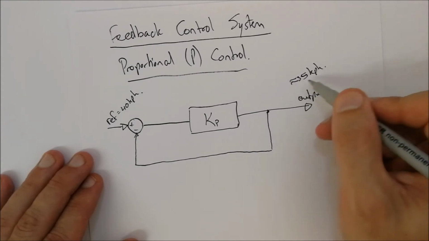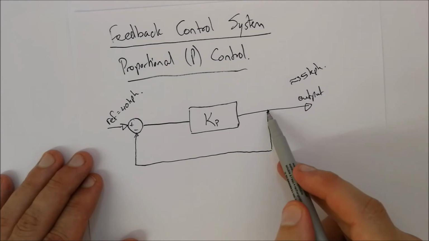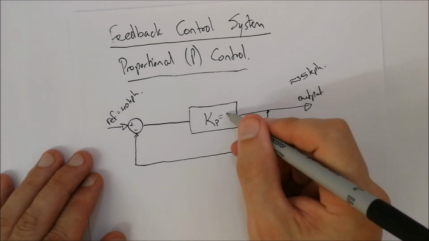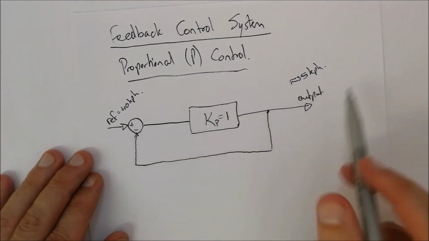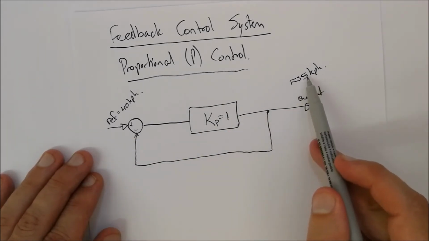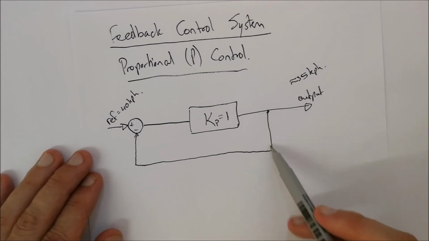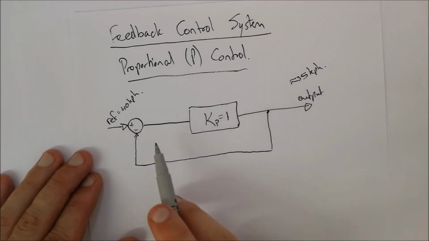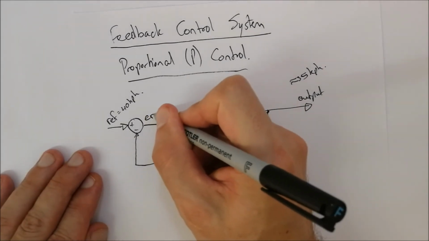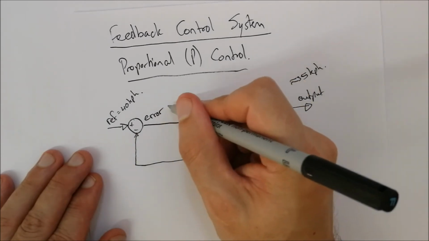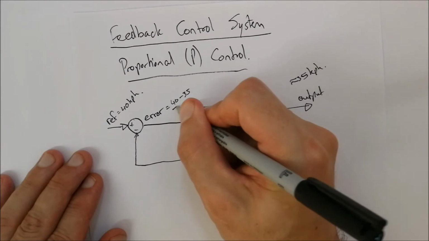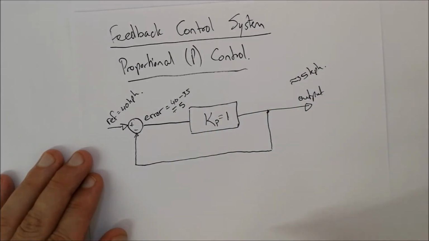Okay, so what's going to happen is it's going to say, I'm getting 35 over here. Kp is just a constant value, and we're going to make that equal to 1. So 35 kilometers per hour is going to come down over here. We're going to see it's reference minus your output. This is known as your error. Your error is going to be equal to 40 kilometers per hour minus 35, so that's equal to 5 kilometers per hour.